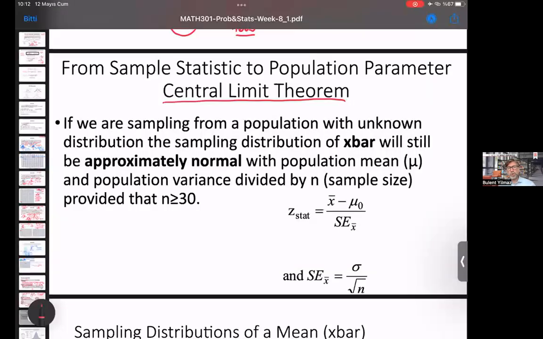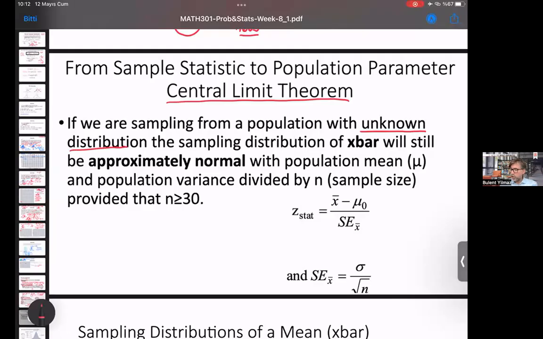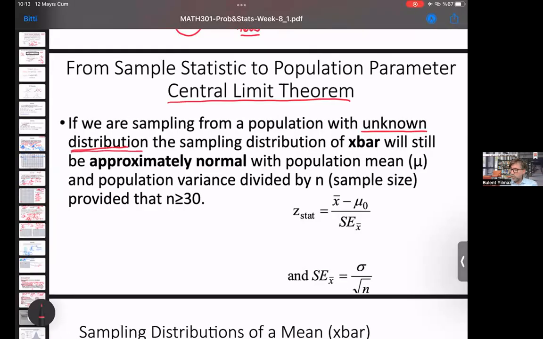Okay, we talked about the central limit theorem on MATLAB a couple of minutes ago. So what is the central limit theorem? If we are sampling from a population with unknown distribution, irrespective of the distribution, like normal distribution, uniform distribution, chi-square distribution, I don't care which distribution it has. The sampling distribution of X bar, this is called the sample mean. And the sampling distribution of X bar means I take one sample mean.